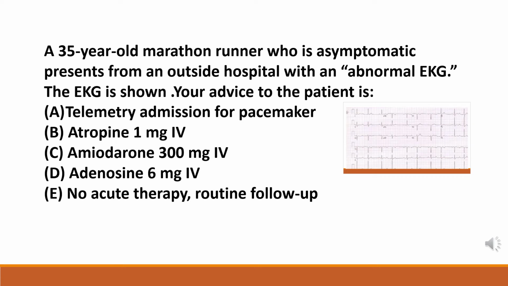A 35-year-old marathon runner who is asymptomatic presents from an outside hospital with an abnormal EKG. The EKG is shown. Your advice to the patient is: A. Telemetry admission for pacemaker. B. Atropine 1 mg IV. C. Amiodarone 300 mg IV. D. Adenosine 6 mg IV. E. No acute therapy, routine follow-up.